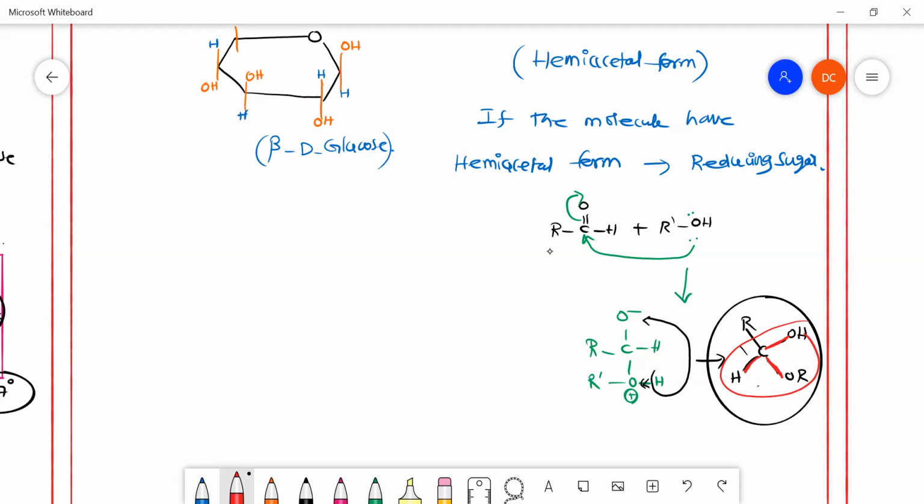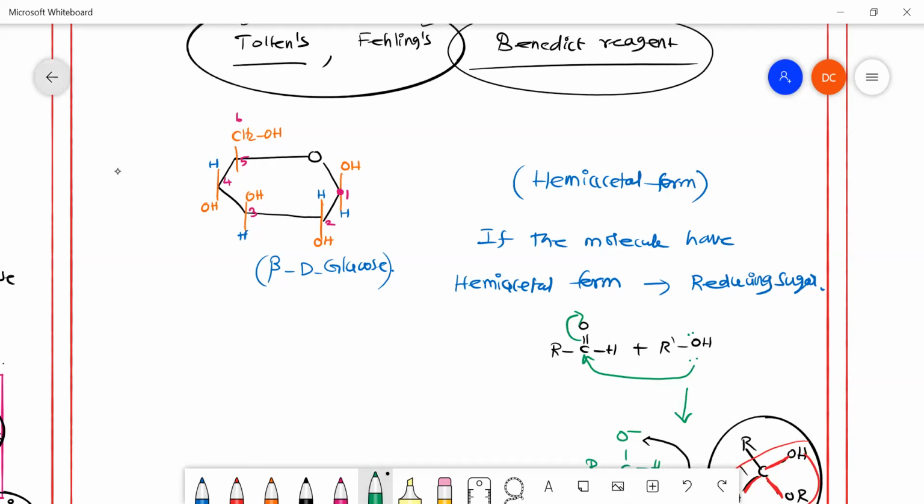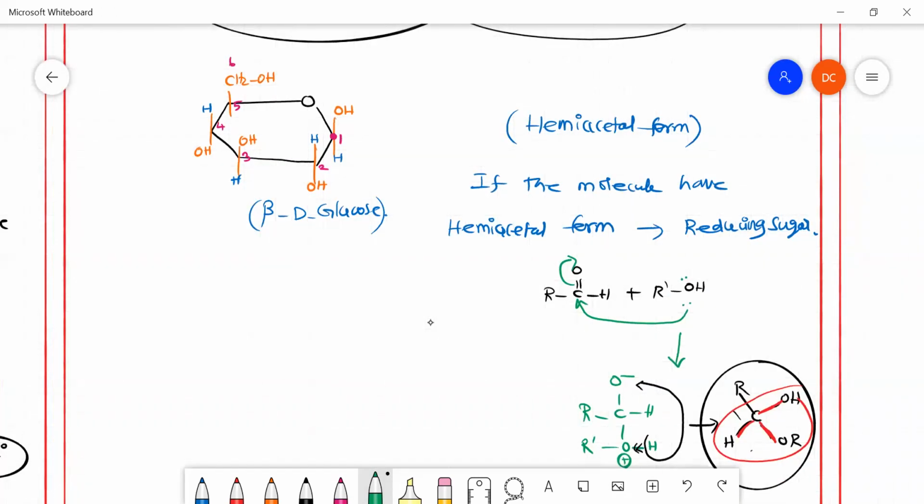Okay, so let's check all the carbon positions. How to check the carbon position? We have a 6-membered ring now. So here it is the 1st carbon, 2nd carbon, 3rd carbon, 4th one, 5th one, and 6th one. Now, can you check where we can check? First carbon, we can check whether this carbon has hemiacetal form. Hemiacetal form means what? If a carbon is attached with one OH group, one OR group, one hydrogen. Whether carbon 1 has hemiacetal form.